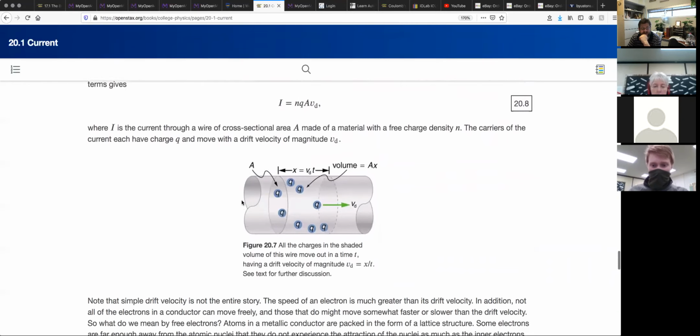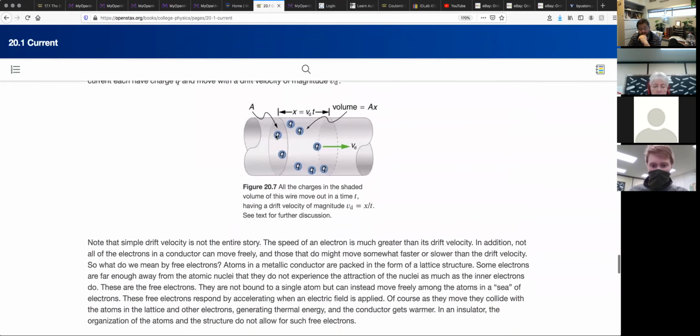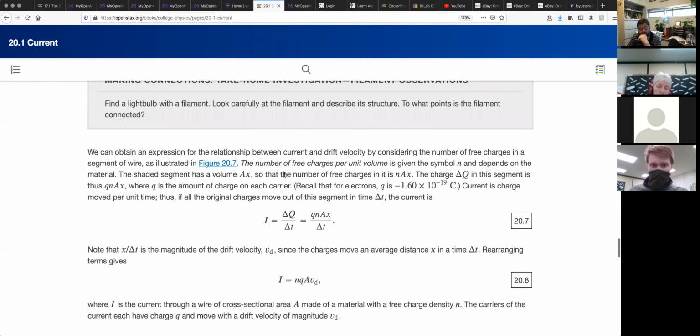Well, okay, let's figure out how to do this. We know cross-sectional area. We know this distance here. So we know this volume here from this problem.